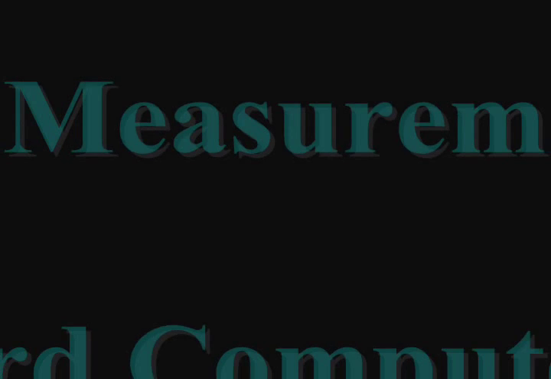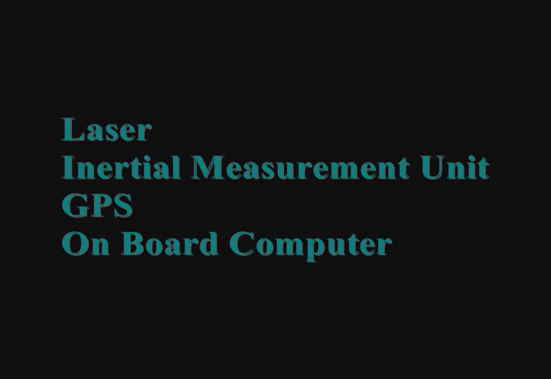The key components of a Lidar system are the laser emitter receiver, the inertial measurement unit, GPS, and an onboard computer. In a scanning Lidar system, another important component is the scanning mirror. Scanning Lidar is the kind most commercial vendors use.